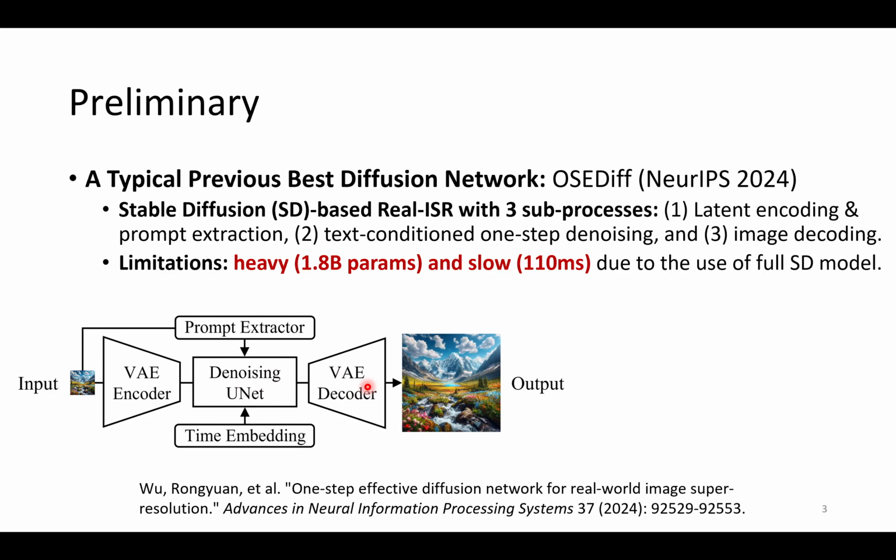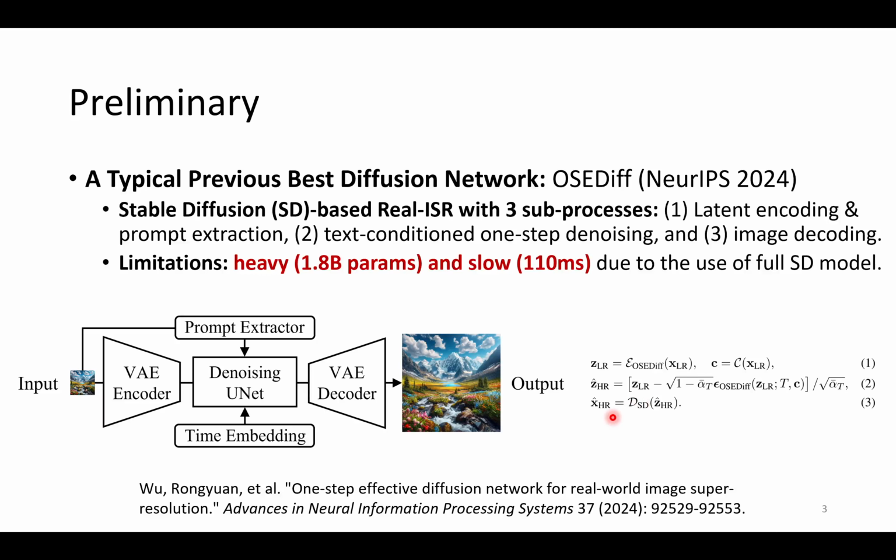The process has three stages. First, the input low-resolution image is encoded into a latent variable using the VAE encoder, while a prompt extractor produces a text condition. Second, the latent is passed through a UNet that performs one-step denoising guided by the text condition. Third, the denoised latent is decoded back into the high-resolution image.